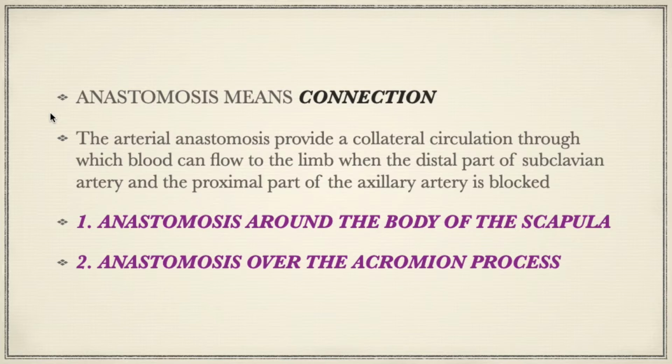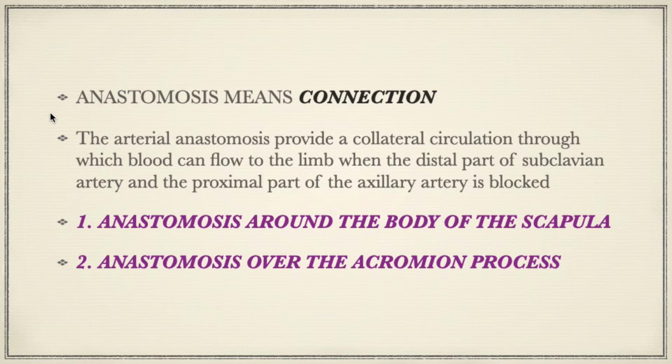So we know the continuation of the subclavian artery is the axillary artery. So for the prevention of the blockage of the distal part of the subclavian artery and the proximal part of the axillary artery, this collateral circulation or this anastomosis is made.